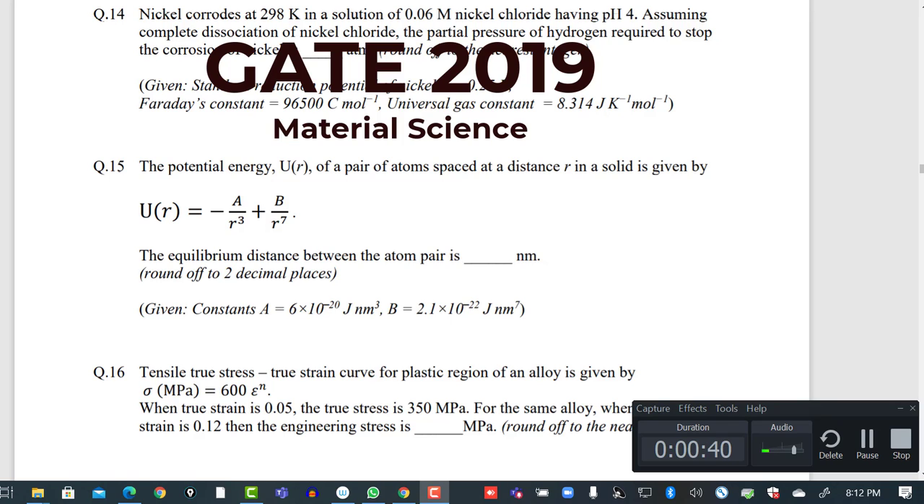Of course, it can also ask for the energy at the equilibrium distance, that is the bond energy, U naught. So it's very important to understand how potential energy changes with the spacing between two atoms, and how the attractive energy part and the repulsive energy part contribute to the equilibrium energy, that is the bond energy. So we are going to understand it using a plot.